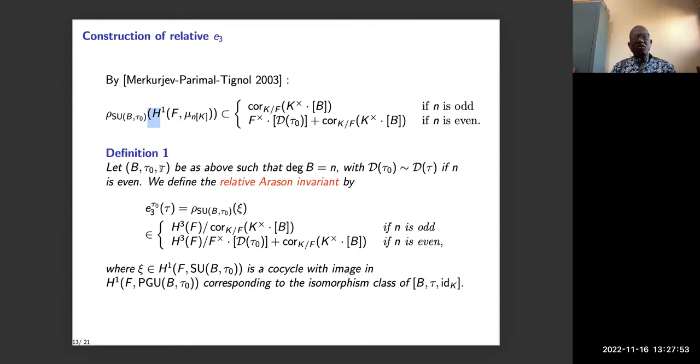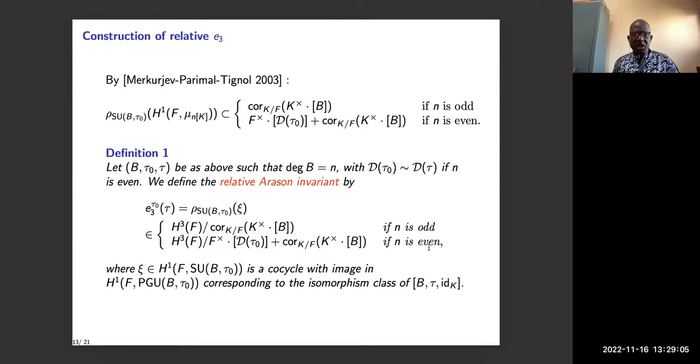of tau with respect to tau zero to be the Rost invariant of kappa, where kappa is a lift of eta, and eta corresponds to a class in H1 of PGU of B tau zero. So we define the relative invariant to be the class of the Rost invariant of kappa in this group if n is odd, and E3 tau zero of tau is the class of the Rost invariant of kappa in this group if n is even.